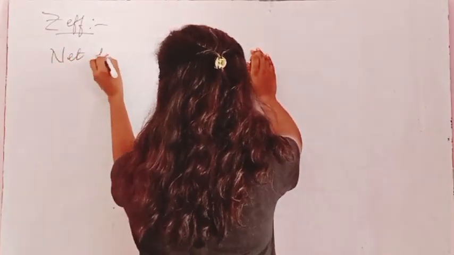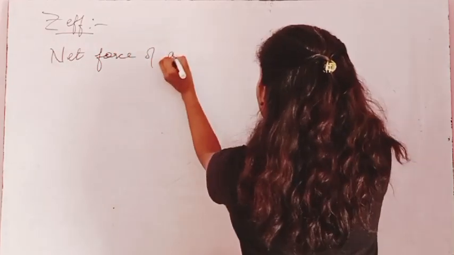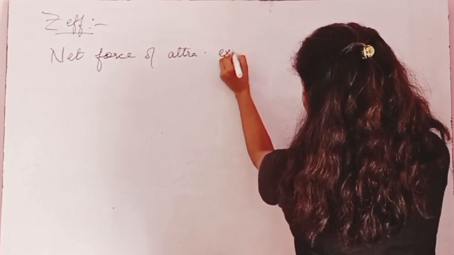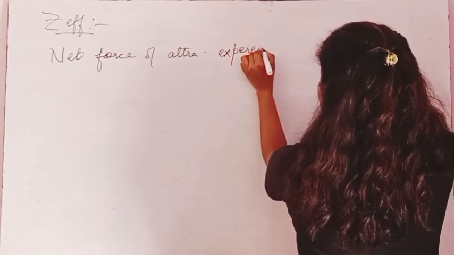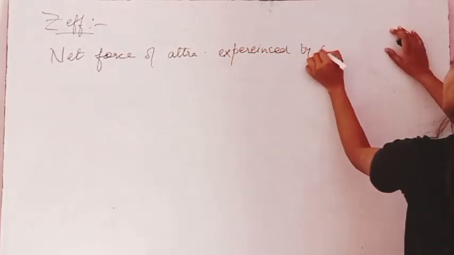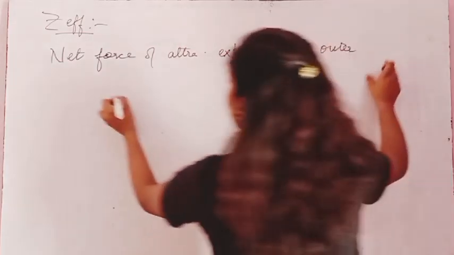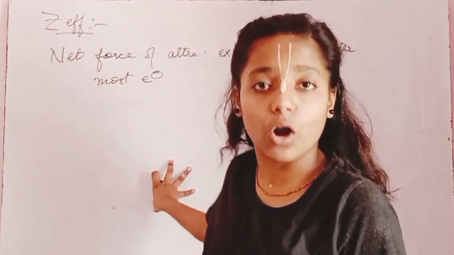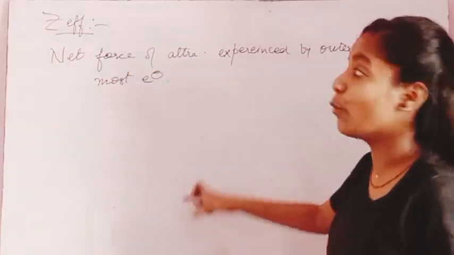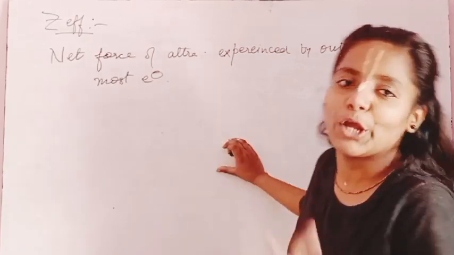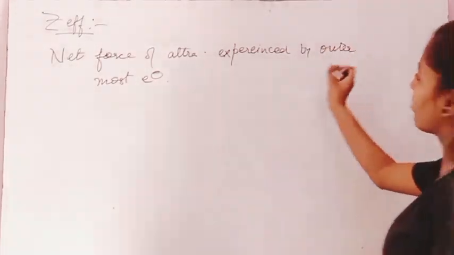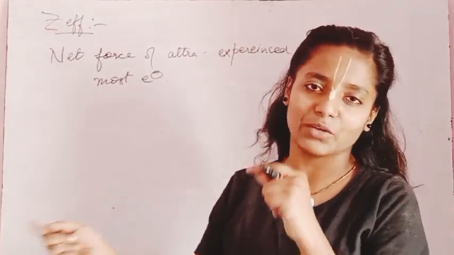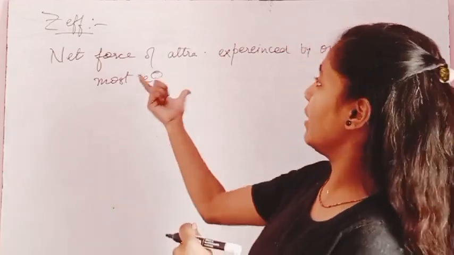That net force of attraction experienced by the outermost electron is called your Z effective, or effective nuclear charge. So net force of attraction experienced by the outermost shell electron. So what did I want to say? That particular net attraction we just came out with, that is only the Z effective.